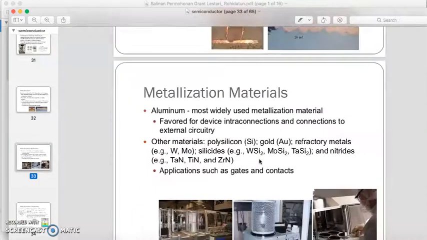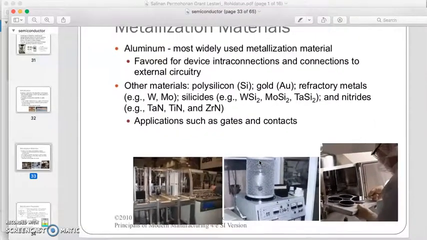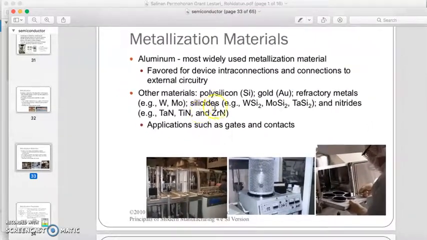Okay, the material for metallization is usually aluminum, because aluminum has a high electrical conductivity. Other materials that can be used are gold, polysilicon, or nitride.